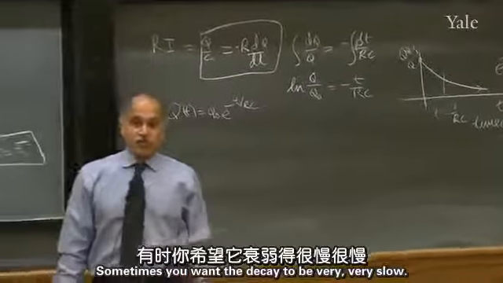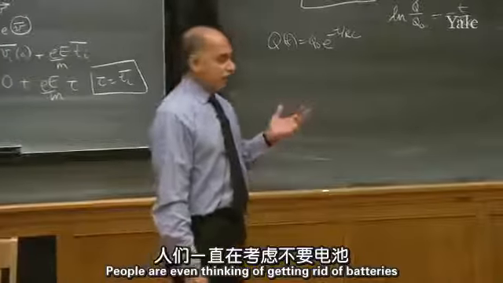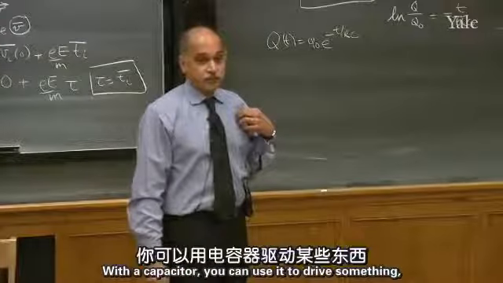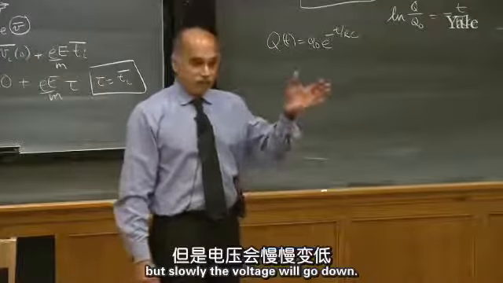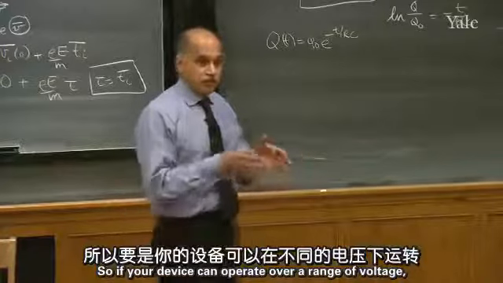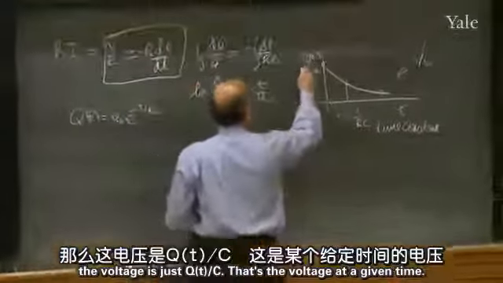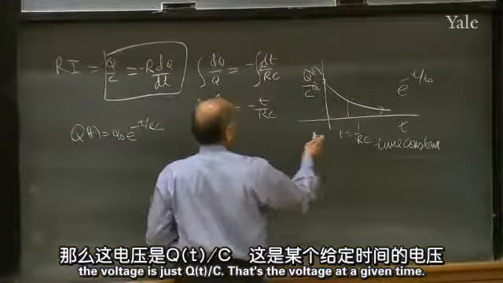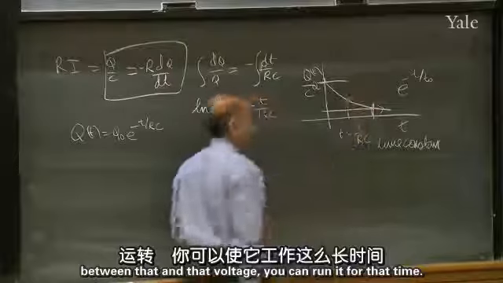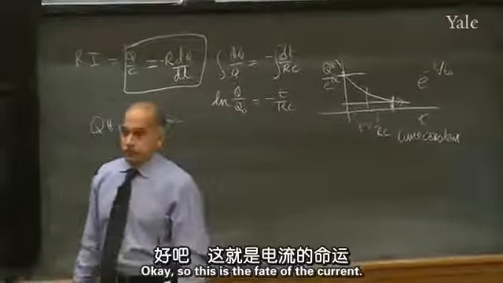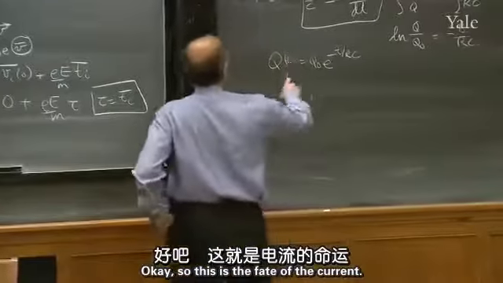But sometimes you want the decay to be very, very slow. People are even thinking of getting rid of batteries and just buying capacitors. With a capacitor, you can use it to drive something, but slowly the voltage will go down. So if your device can operate over a range of voltage, the voltage is just Q of t divided by C. That's the voltage at a given time. If you can operate between that and that voltage, you can run it for that time. Okay, so this is the fate of the charge.